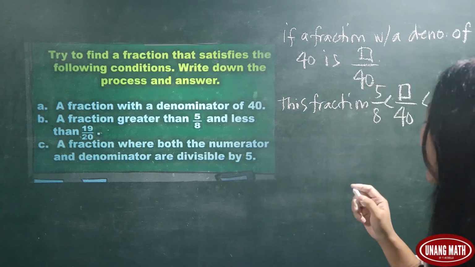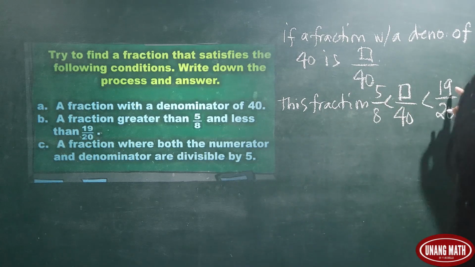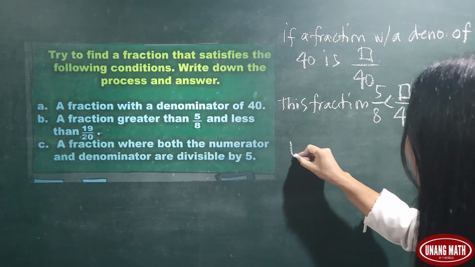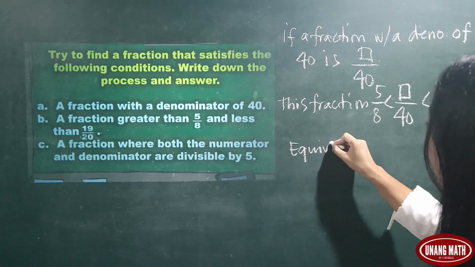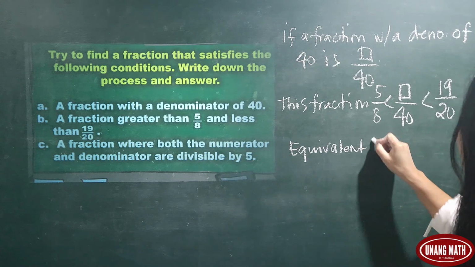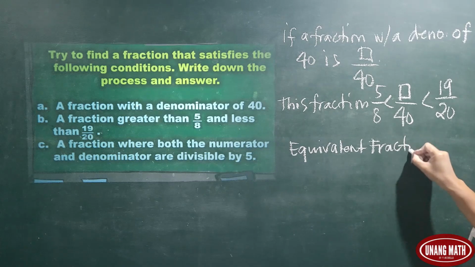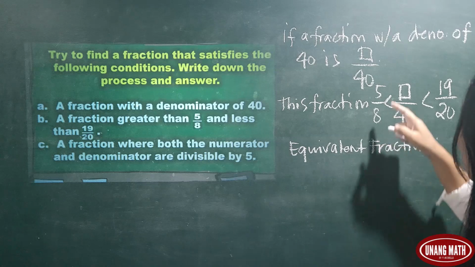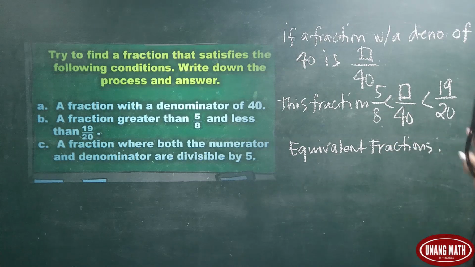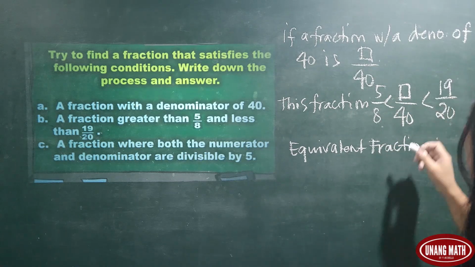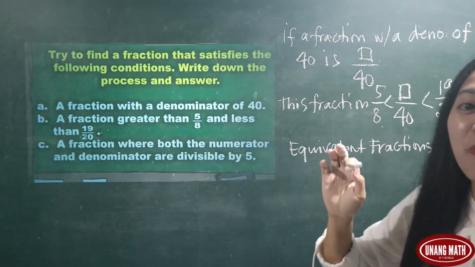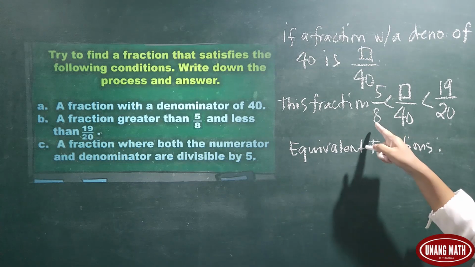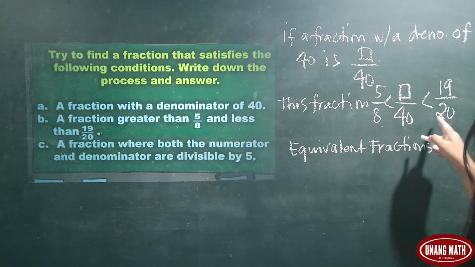Okay, para malaman nga kung tamang less than or greater than ang mga fractions na ito, kunin natin ang mga equivalent fractions ng mga fractions na ito. Kailangan ang equivalent fraction ng 5 over 8 at 19 over 20 ay may denominator na 40 para ma-compare natin ng mas mabilis. So gawin nating 40 ang mga denominators ng mga fractions na ito.